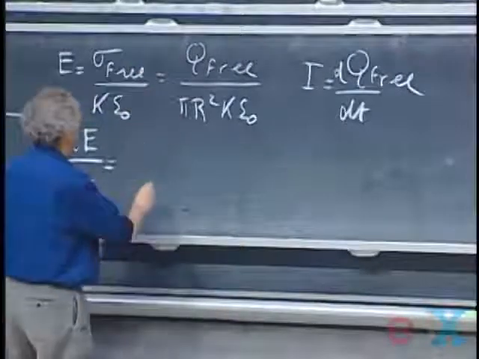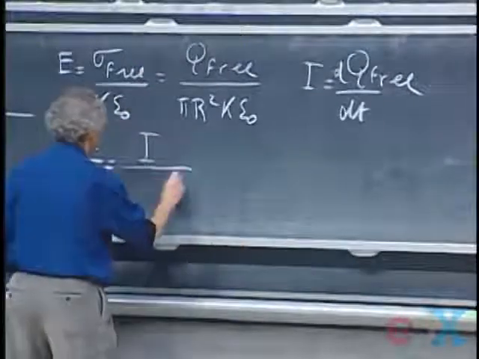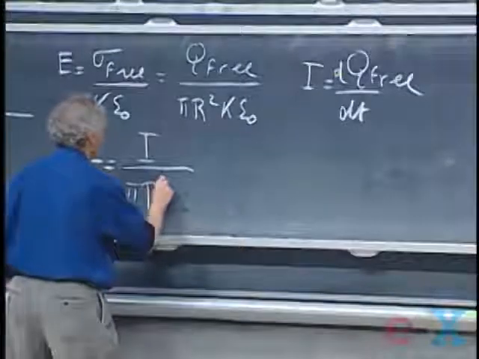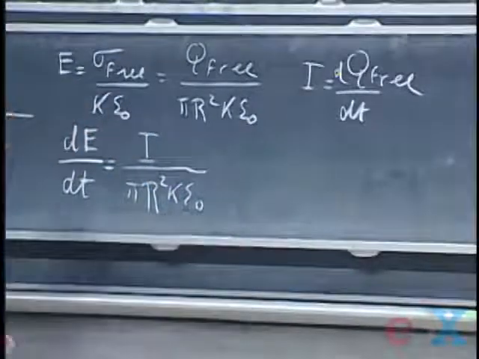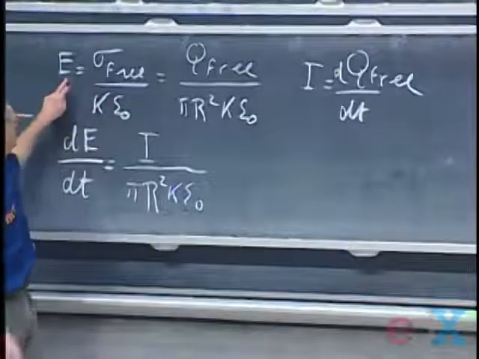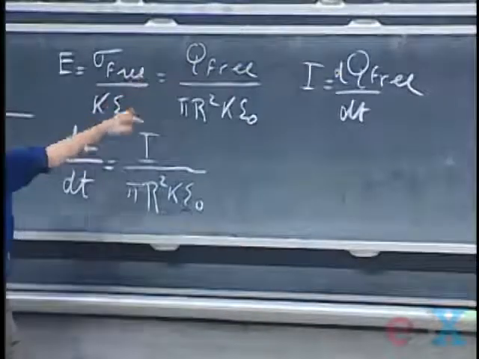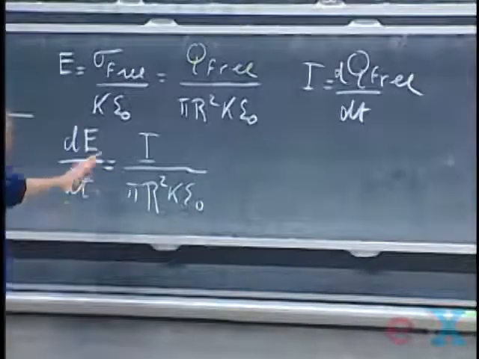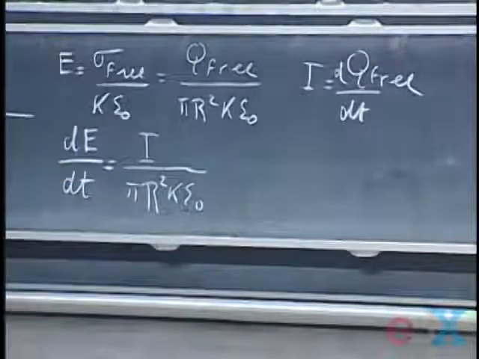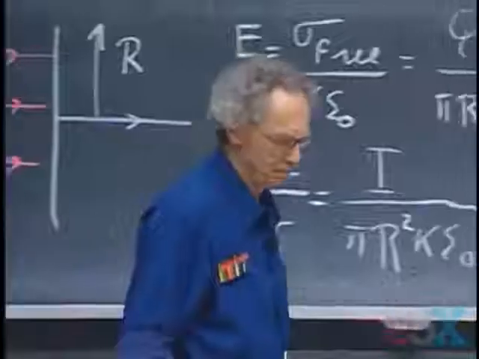And so I now have a changing electric field inside the capacitor, dE/dt, which is the current I divided by pi R squared kappa epsilon 0. Because I simply take the derivative of this equation, I get dQ/dt, and dQ/dt is I. And only if the current is 0 is there no changing electric field inside.